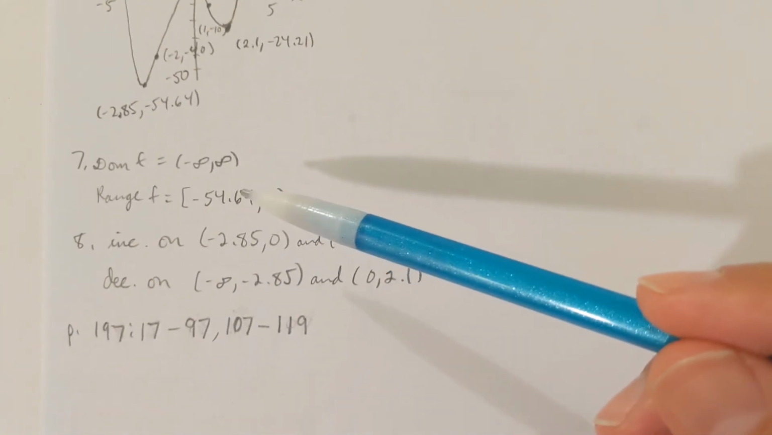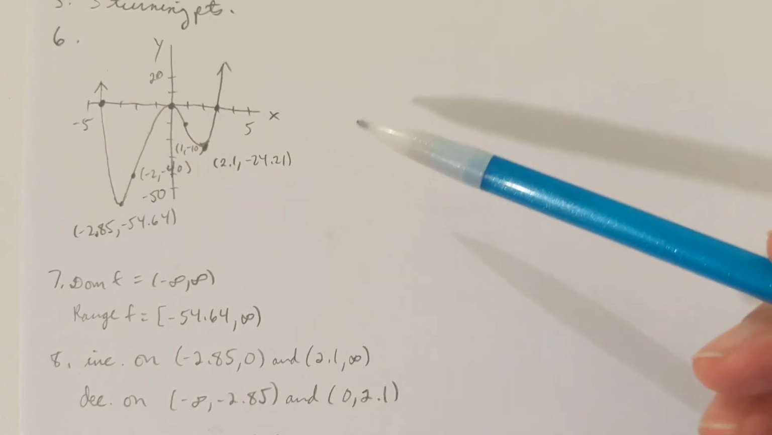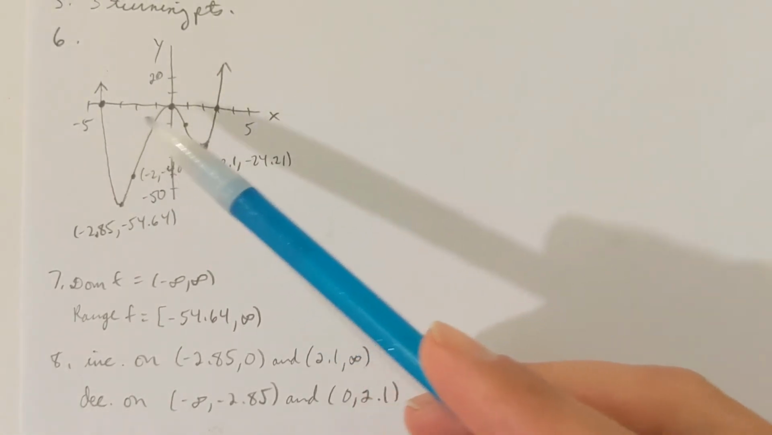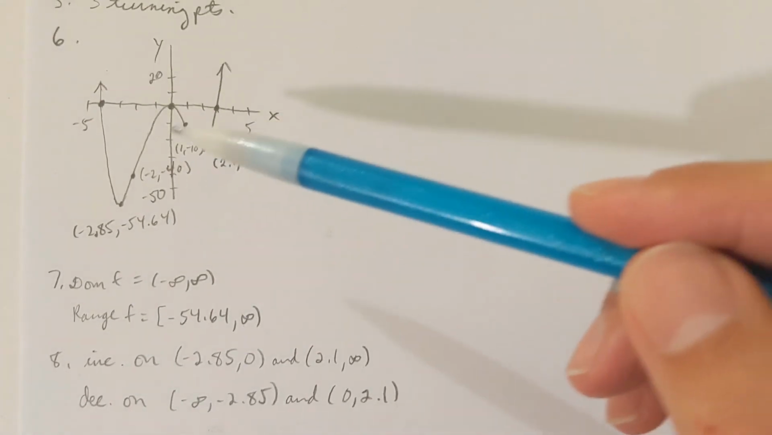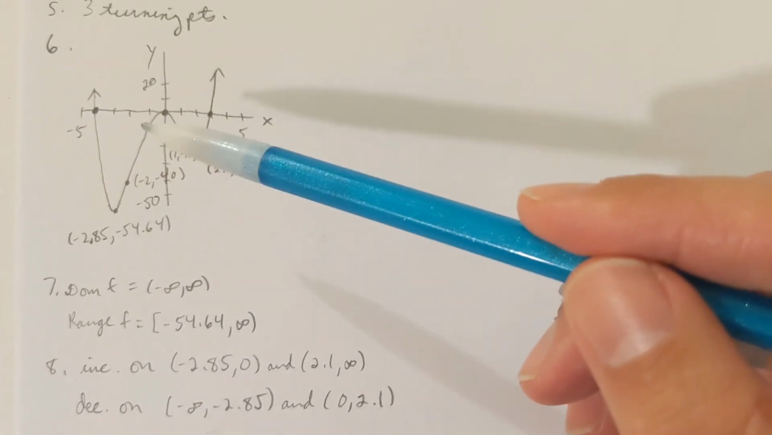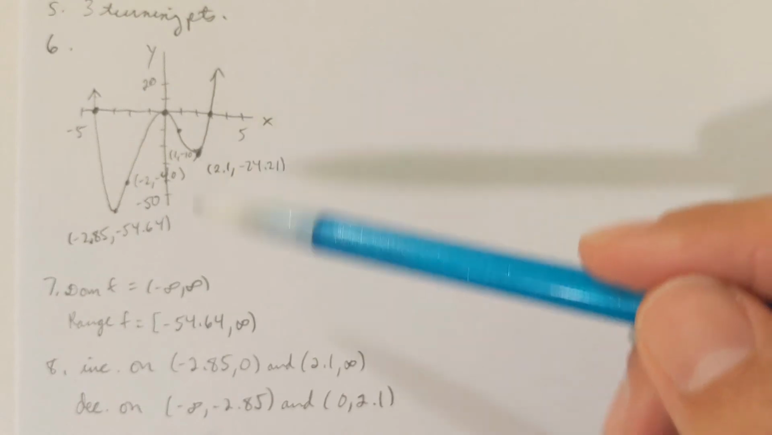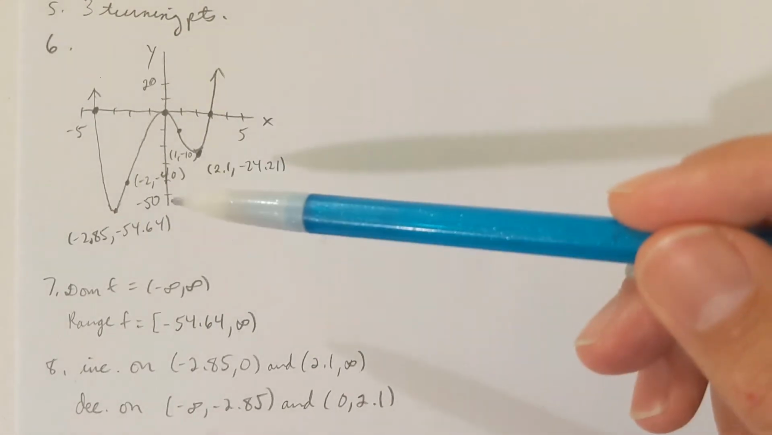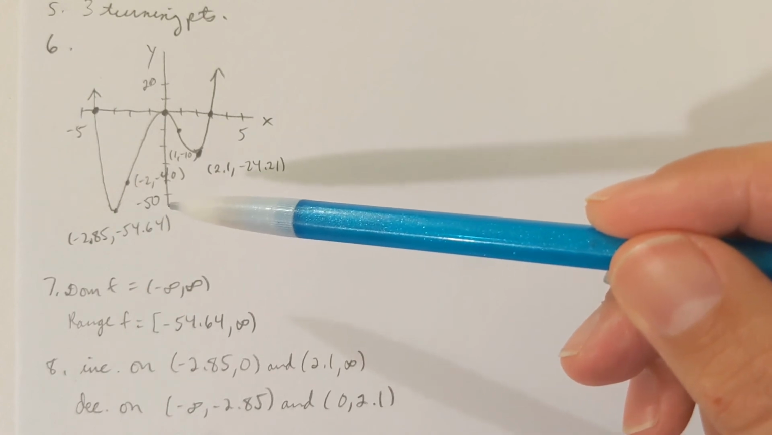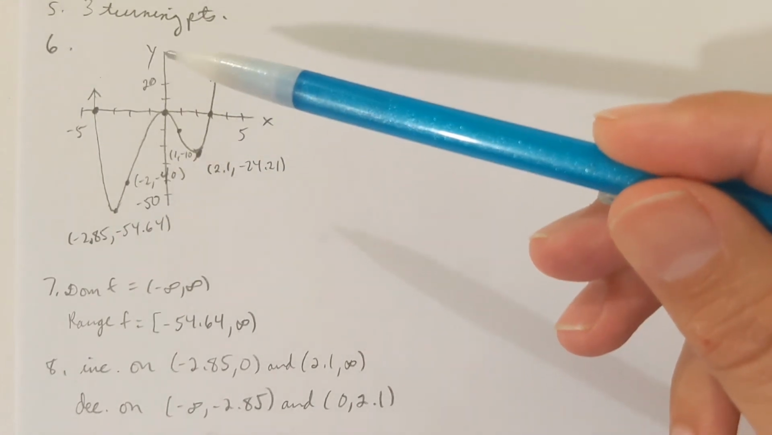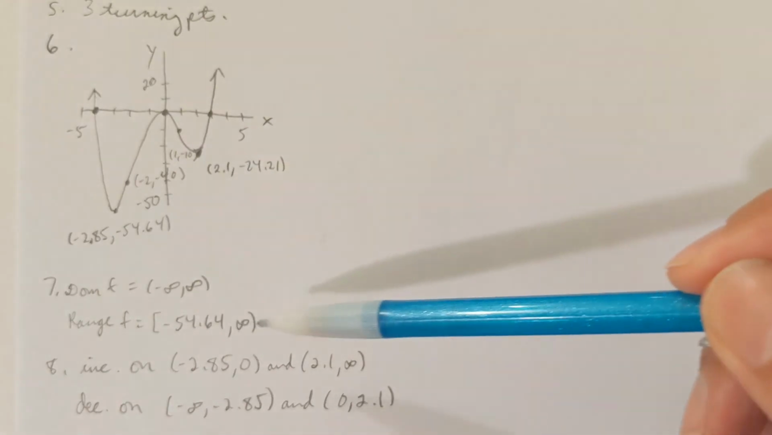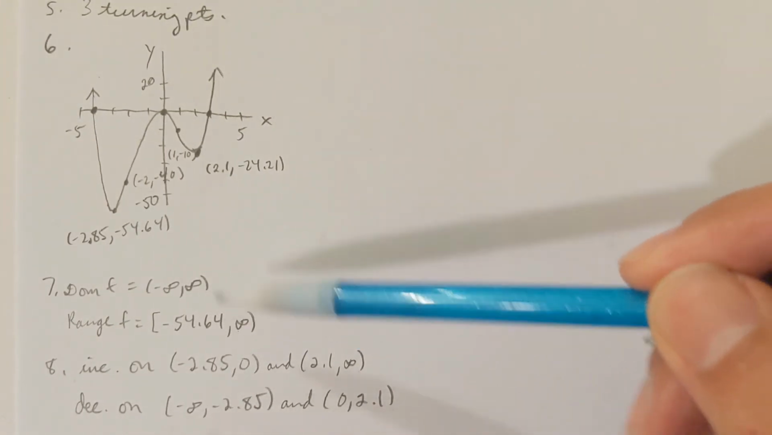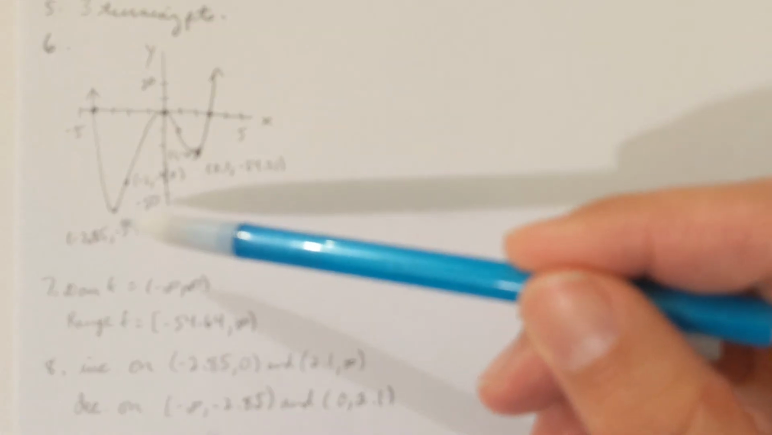The domain and the range of f, we get that next. So the domain of f is all real numbers. The curve heads upward on both sides there. The range of f, in terms of the y-axis, negative 54.64 to infinity would be the range. And I want to include negative 54.64, since I'm including that point there.